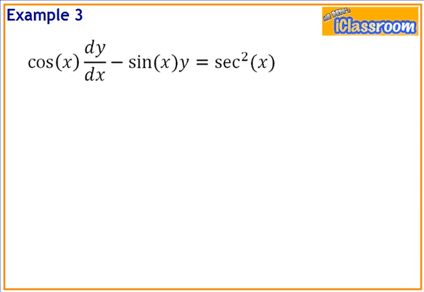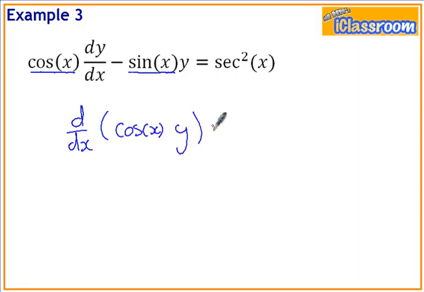Here's example number 3. Again, you might like to pause the video at this point and have a go yourself. I can see that I've got a linear differential equation, dy by dx, and y. If I differentiate the function in front of dy by dx, I get minus sine of x. Hurrah! Meaning that my left hand side can be expressed as d by dx of cosine of x times y, which is equal to sec squared of x.